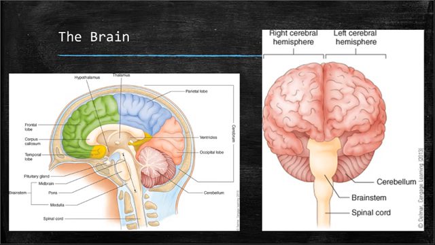The cerebellum is the smaller portion of the brain that lies inferior to the cerebrum. It coordinates skeletal muscle activity to maintain posture and balance. The brainstem is an elongated portion of the brain that lies inferior to the cerebrum and anterior to the cerebellum. The brainstem is what connects the brain and the spinal cord.